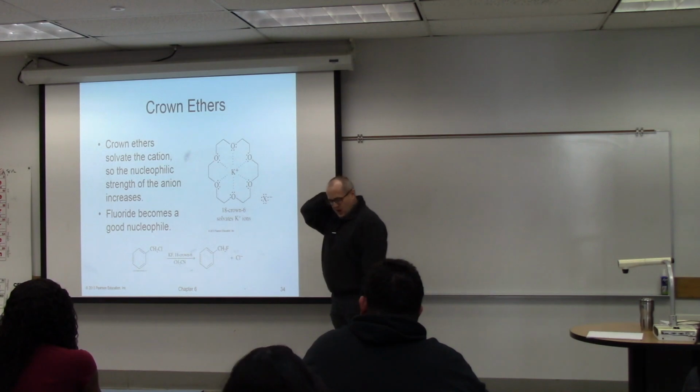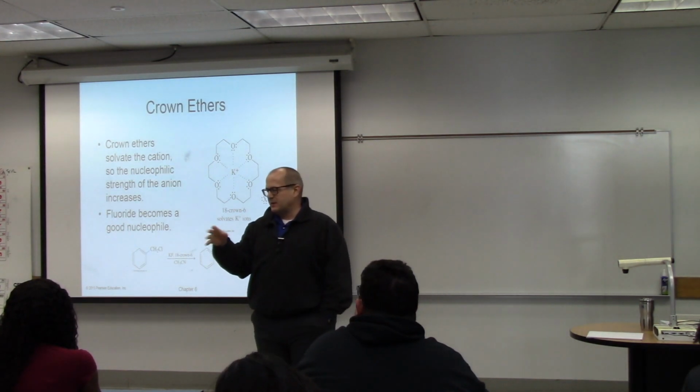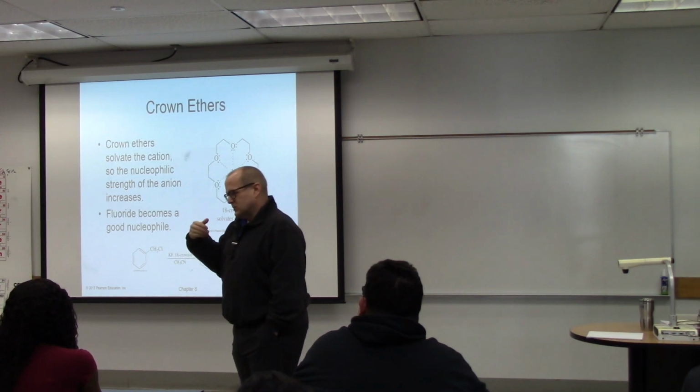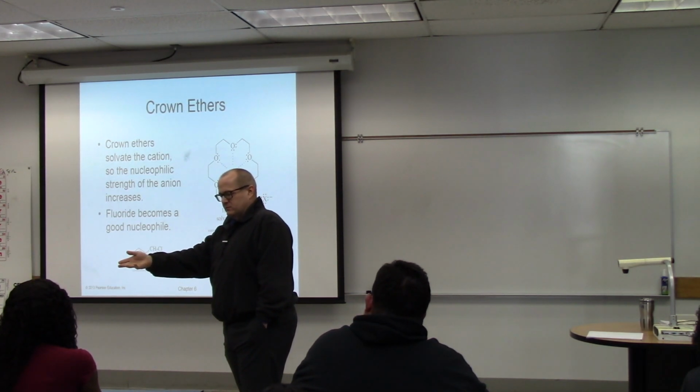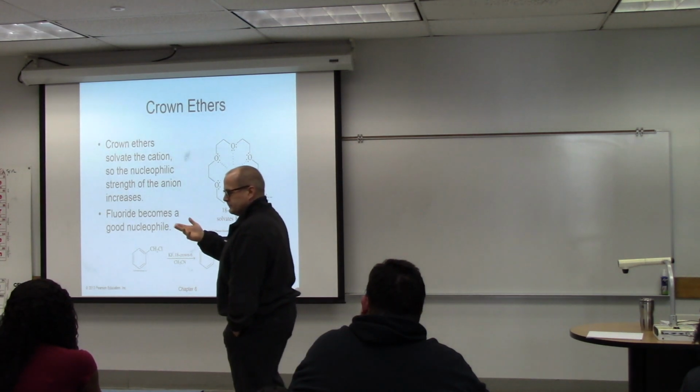Now, what's going on when you add a crown ether? Well, let's just think about what's happening in the flask. We add potassium fluoride to the reaction. It's in acetonitrile, so it dissolves up.